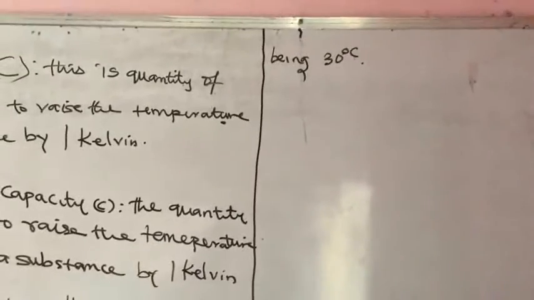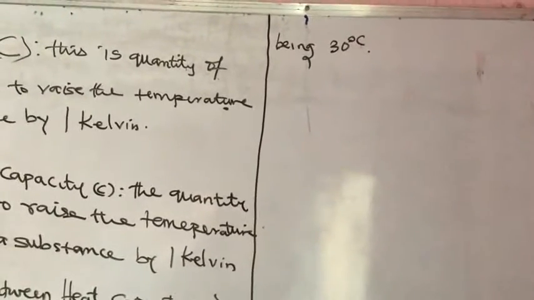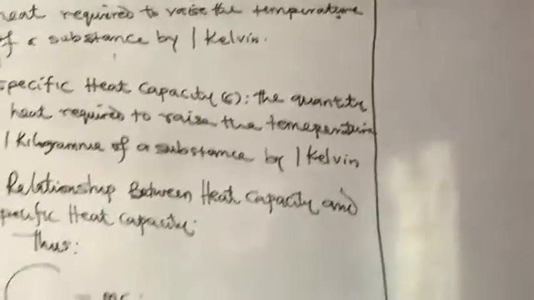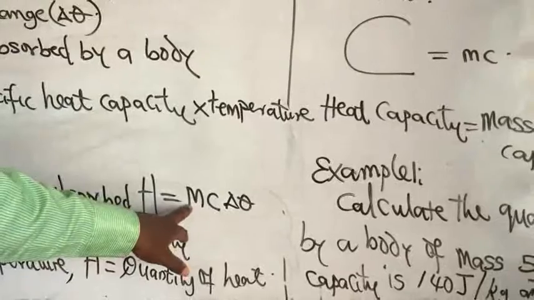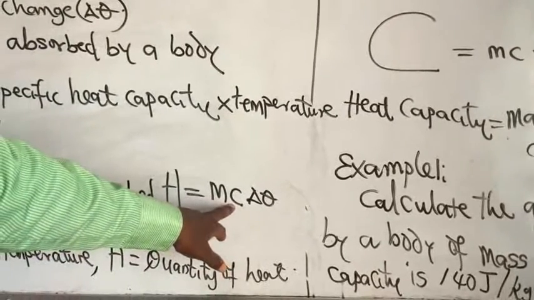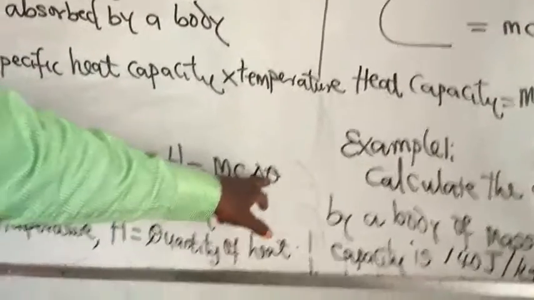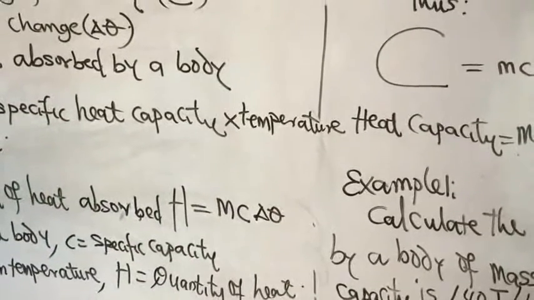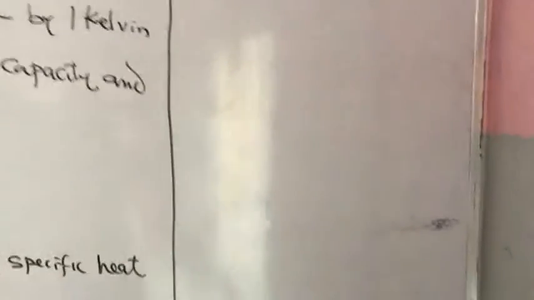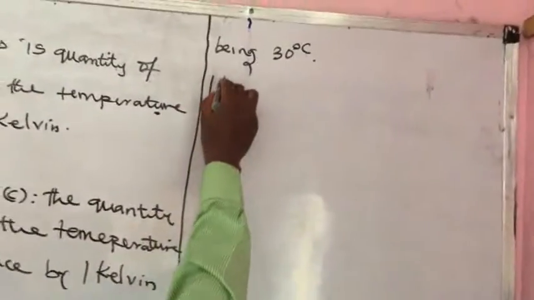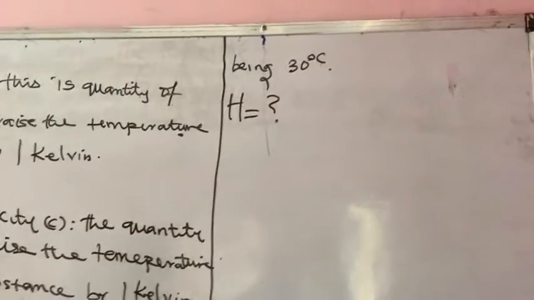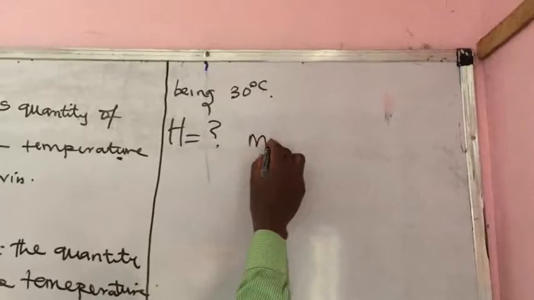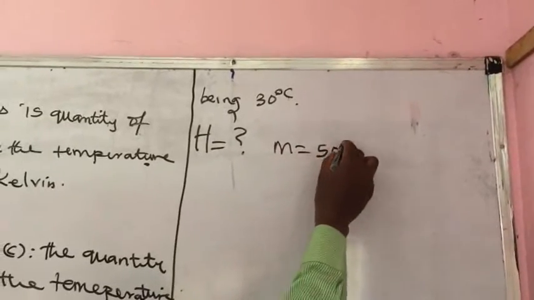Of course, what I'm calculating is the quantity of heat. From our formula, H represents quantity of heat, m represents mass, c represents specific heat capacity, while delta theta represents rise in temperature. So before we start the calculation, we must write out the parameters. We are looking for H, so we put a question mark. Then they gave us m, which is mass, equal to 50 kg.